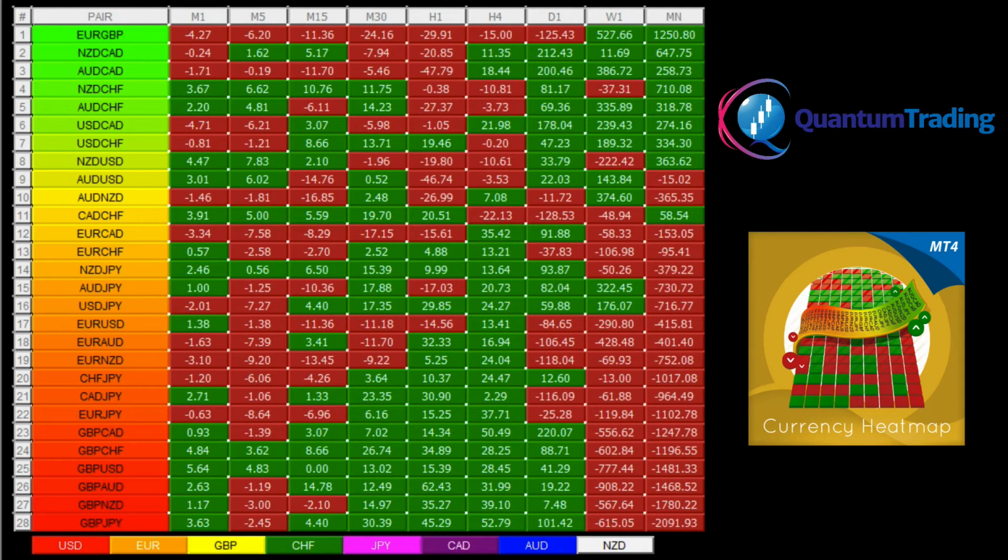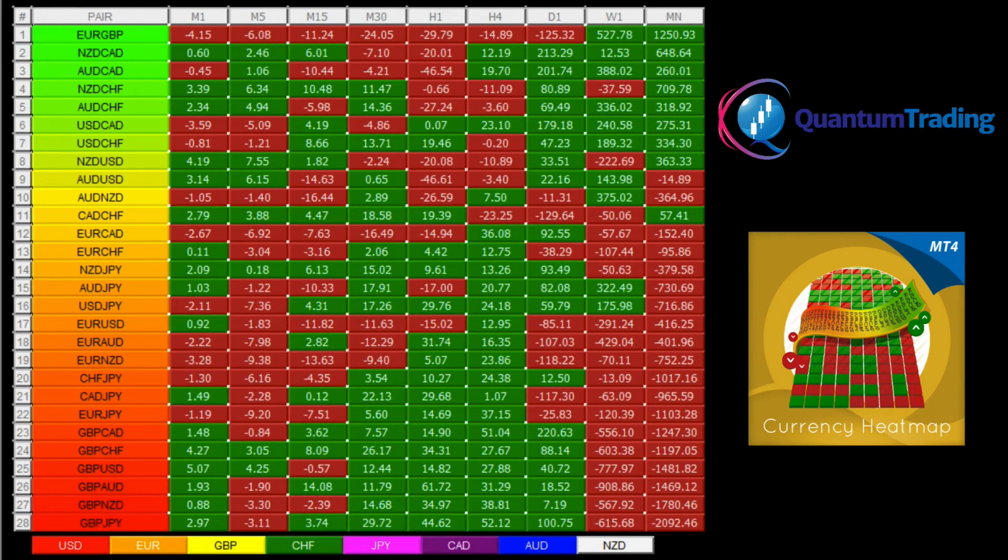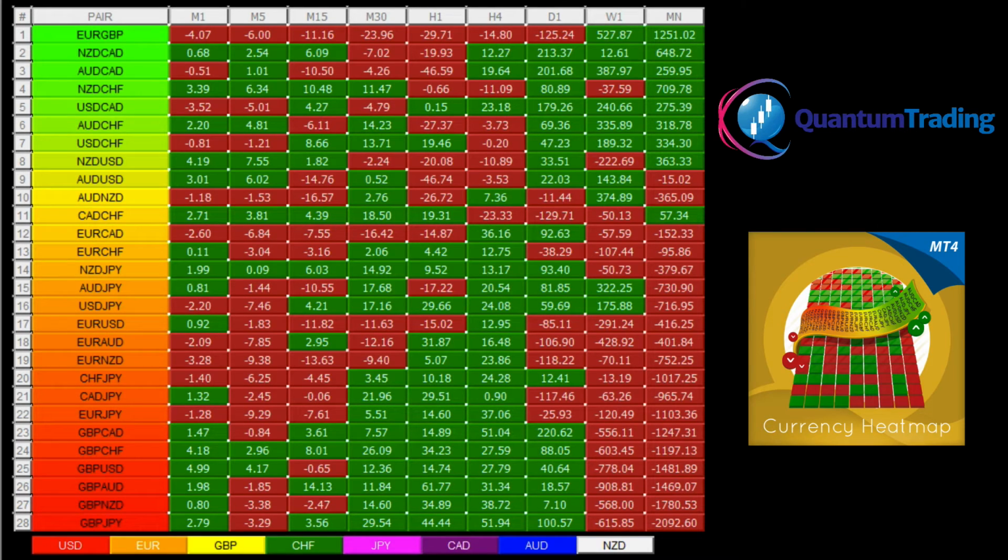Third and last, trading is all about managing risk, and in every trading decision to achieve maximum profit, the most powerful risk tool is information. This is where the quantum currency heat map steps in. It delivers the complex information you need as a forex trader fast.